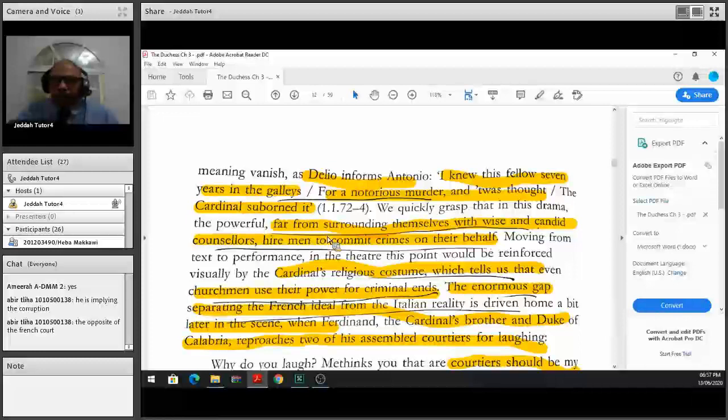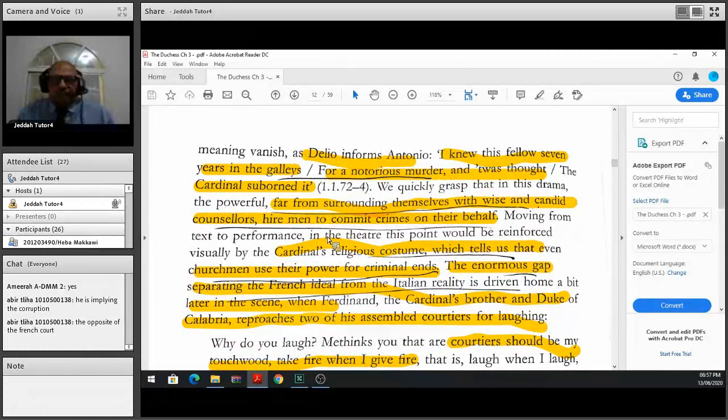Okay, so obviously we have a brief encounter between the cardinal and Bosola, and then when they leave, Delio will talk to Antonio about Bosola, and he's going to tell him that I knew this fellow seven years in the galleys. Galleys is obviously prison for a notorious murder. I mean, the fact that he was kept in prison for seven years for a murder that he committed, and it was thought the cardinal knew about it, and he was behind it. So the cardinal here is royalty, like you can see. He is a member of the royal family, and like we said, Bosola is a low-born courtier or steward.